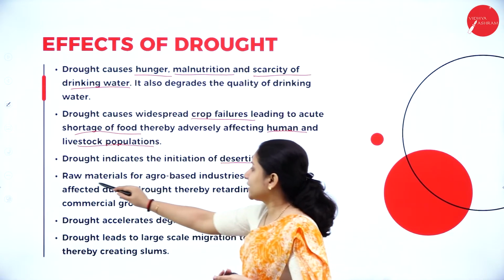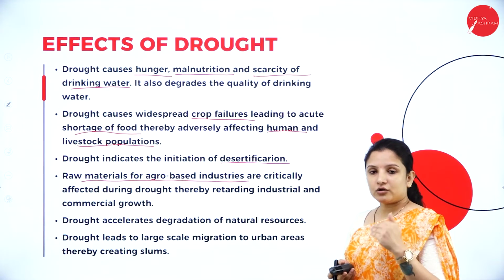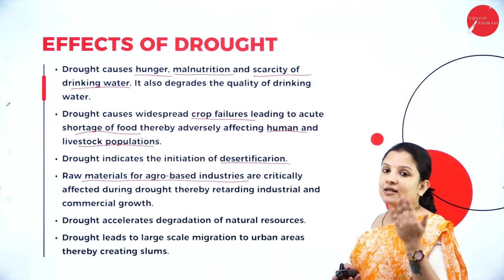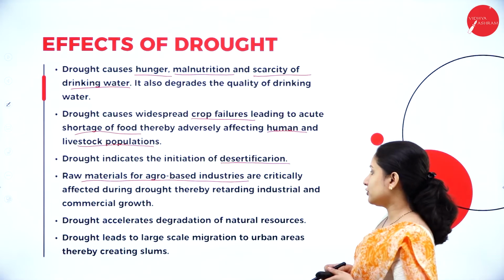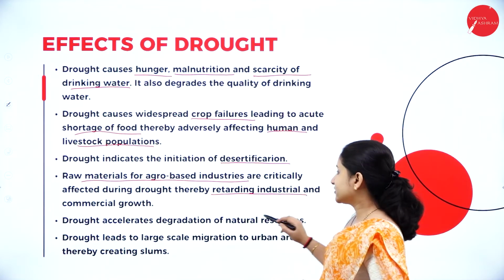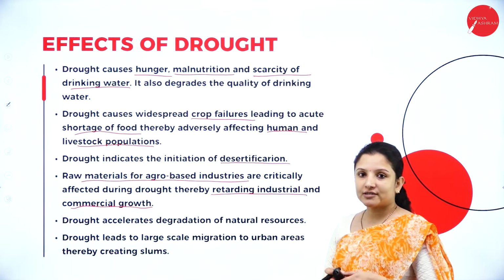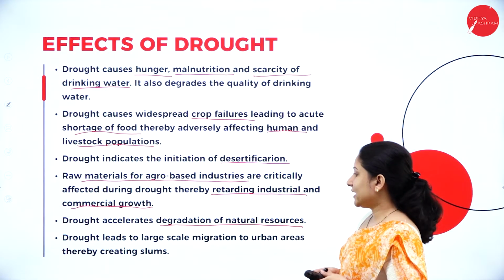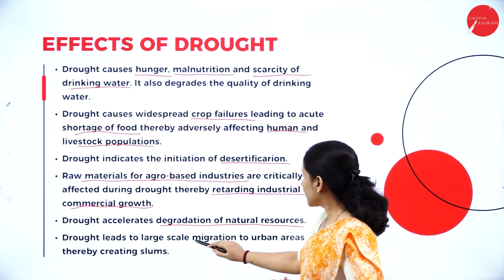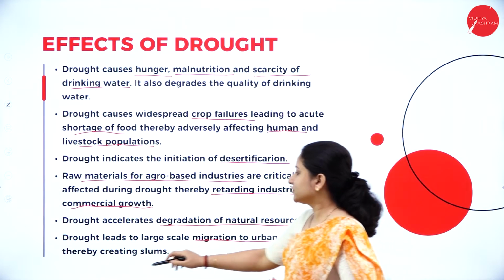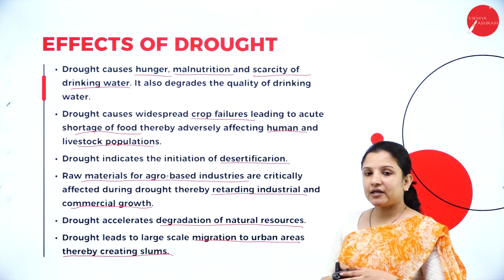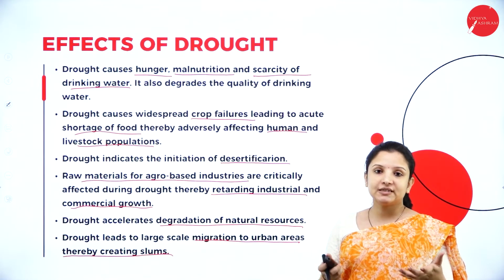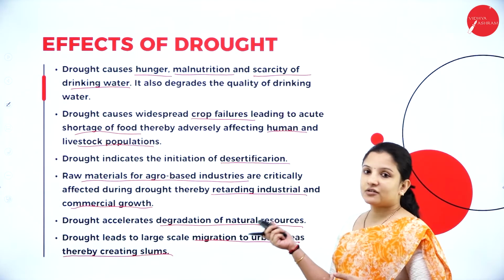The use of lots of raw materials for agro-based industries is also causing a lot of drought, because we are utilizing a lot of plant raw materials for agro-based industries. Therefore, the plant population is coming down, leading to drought conditions, and therefore retarding industrial and commercial growth as well. Drought also increases the degradation of natural resources such as plants, animals, and all that. And drought leads to large-scale migration of people from rural areas to urban areas, and in some places leading to the development of slums. The more slums, that is crowded population, the more diseases and problems will come up, right? So these are the different effects of drought.